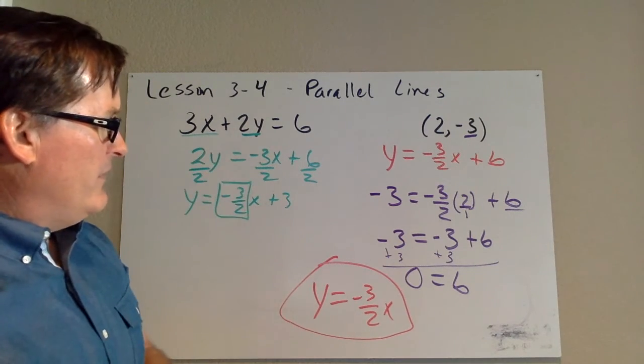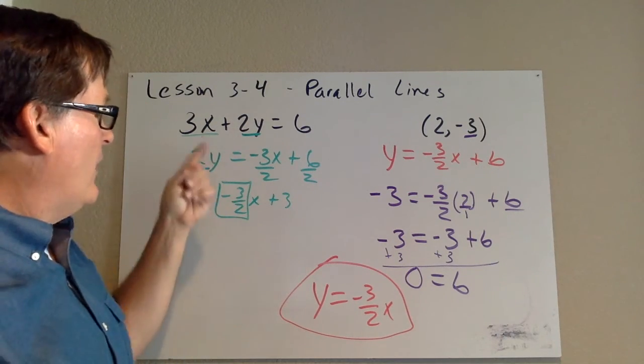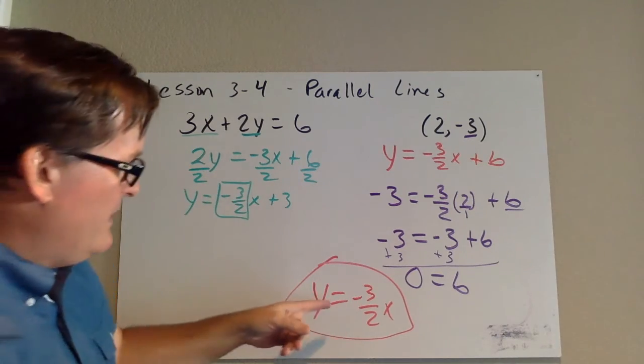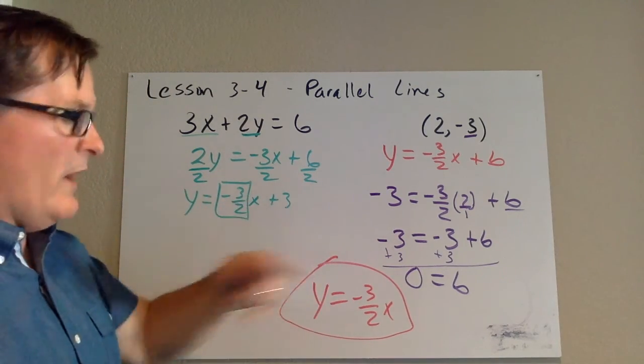So now we have the line that's parallel to our original line. How do we know it's parallel? Again, it has the same slope. The y-intercept doesn't matter.